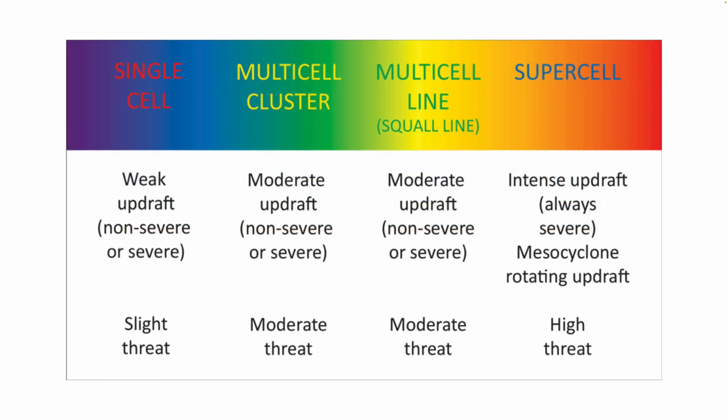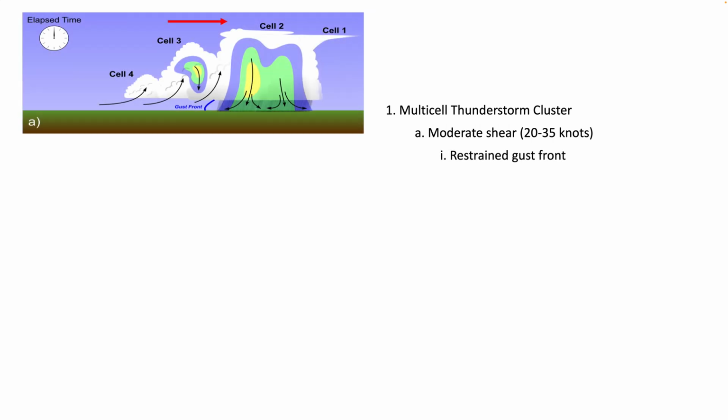All right, let's move from single cell to multi-cell clusters. Multi-cell clusters actually are clusters of thunderstorms that have some organization, and they form in environments that have moderate shear. Now remember, moderate shear means that the wind speed is increasing in the 0 to 6 kilometer layer by between 20 and 35 knots. So the vertical wind shear in the 0 to 6 kilometer layer is 20 to 35 knots. So what we see with a multi-cell thunderstorm cluster is that we have this moderate shear, and what the moderate shear does is it tends to restrain the gust front.